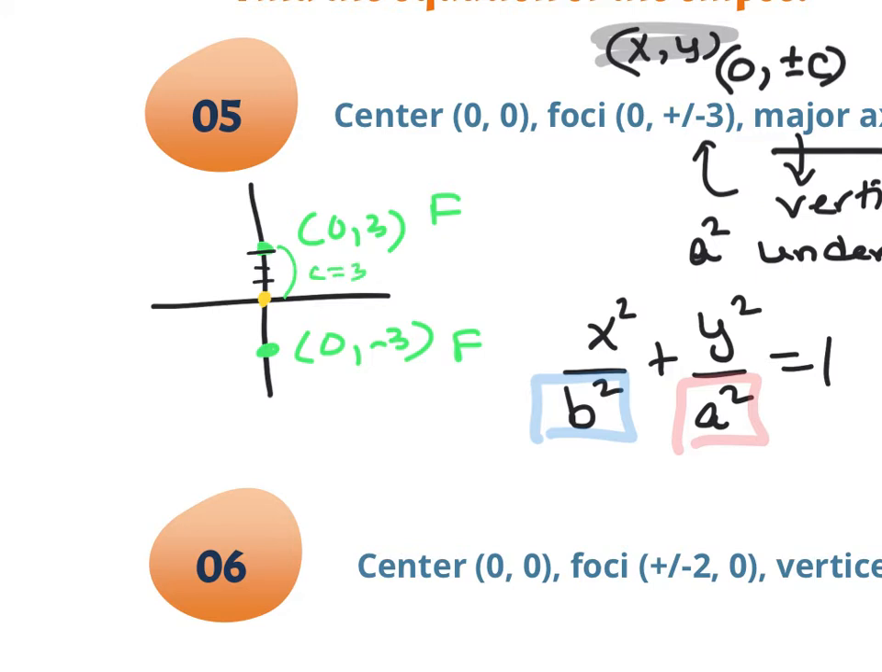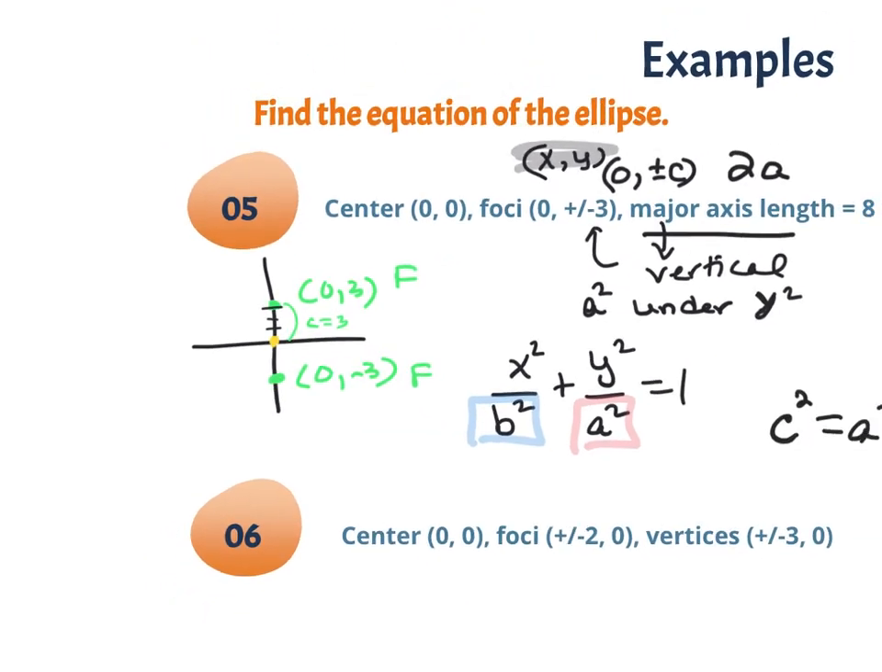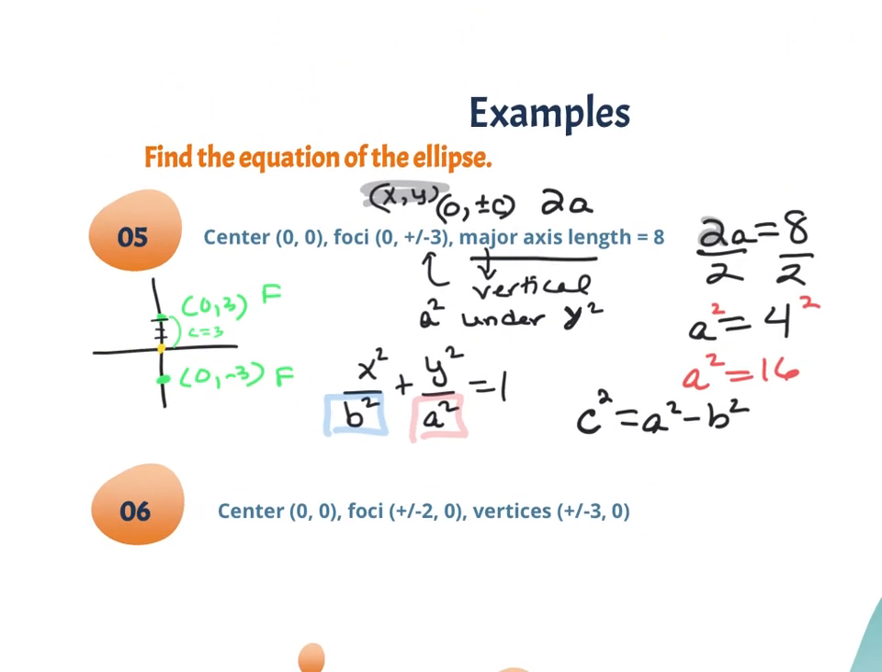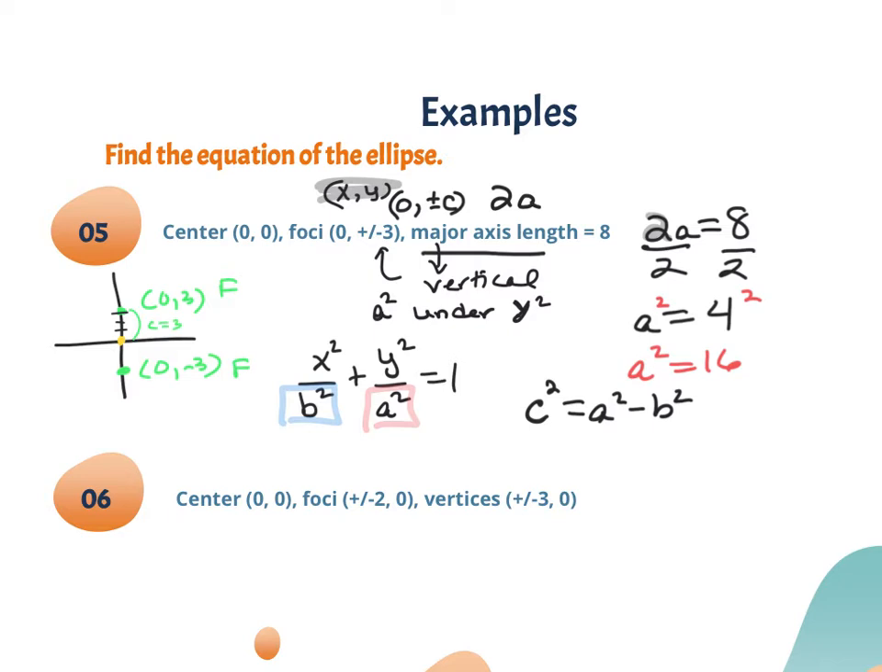Again, C is how far away your focus is from your center. The A value is always how far away your vertex or vertices are from the center, and B is the co-vertices. So since I know C and I know A, I could take my C that's over here. C equals 3, so then C squared equals 9.